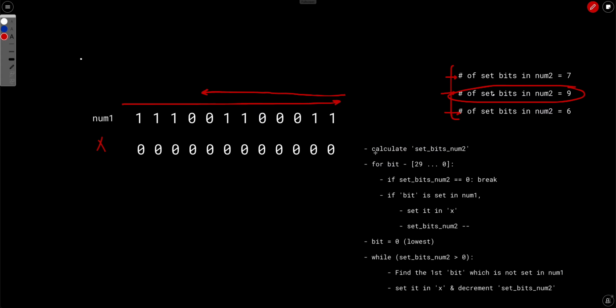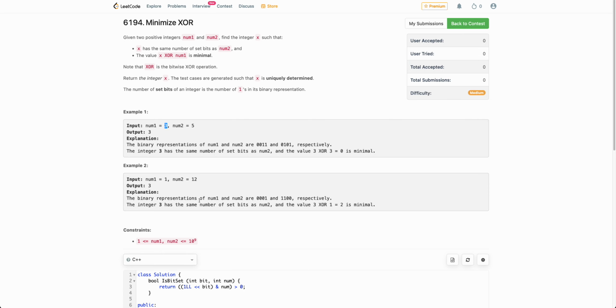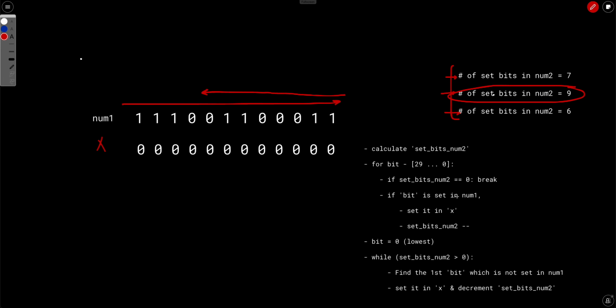The pseudocode would look something like this. We count the number of set bits, and then we start from left to right, the highest bit to the lowest bit. Why 29? Because the problem states that num1 and num2 can be up to 10 to the power 9. So at most 30 bits can be set. So 29 is the highest one. And now, as we have discussed, if we go from left to right, we will keep on setting the bit which is set in num1. So if there is no more required bit to be set, we'll just break.